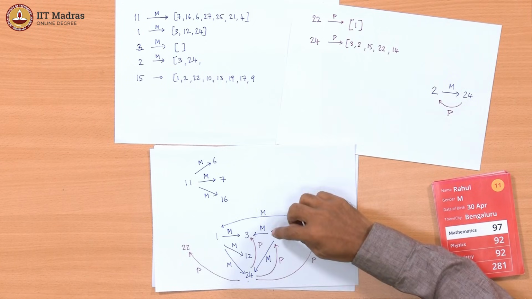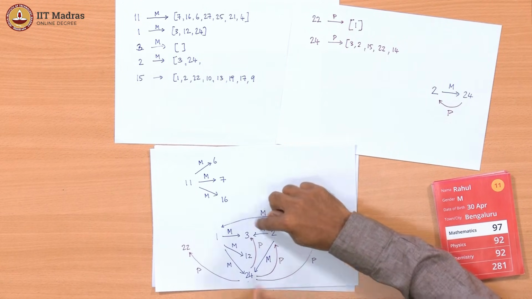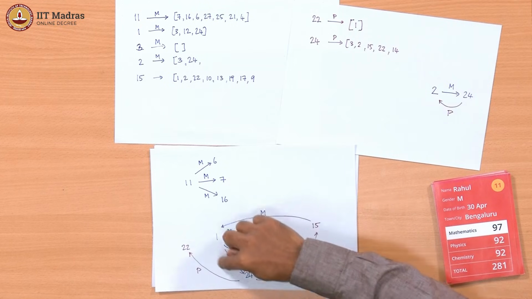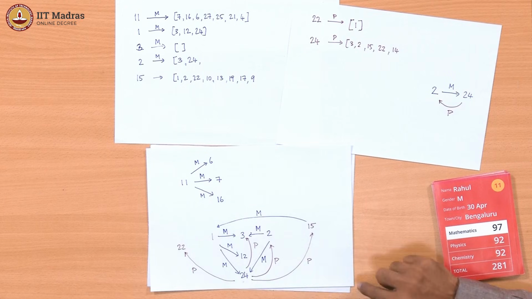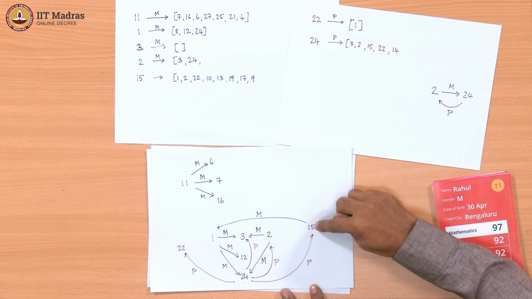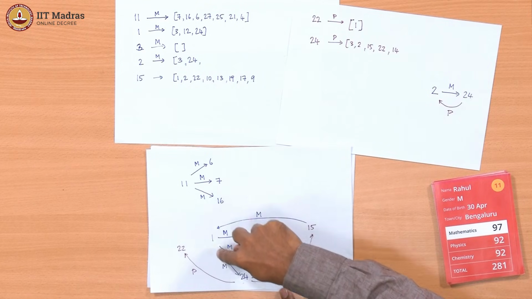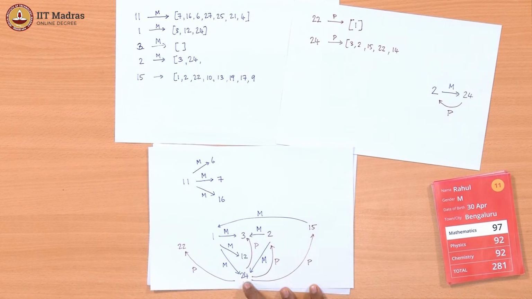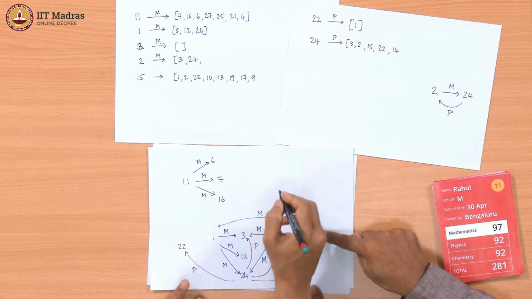Similarly 2, 3, 1 is not good. You can't go from 2 to 3 to 1, 24, 2. It looks like a cycle, it's connected, but it's not connected in the same direction. It's going the opposite direction. But here if you look, 15 to 1 along the direction of the arrow, 1 to 24 along the direction of the arrow, 24 to 15. So we have this kind of cycle.